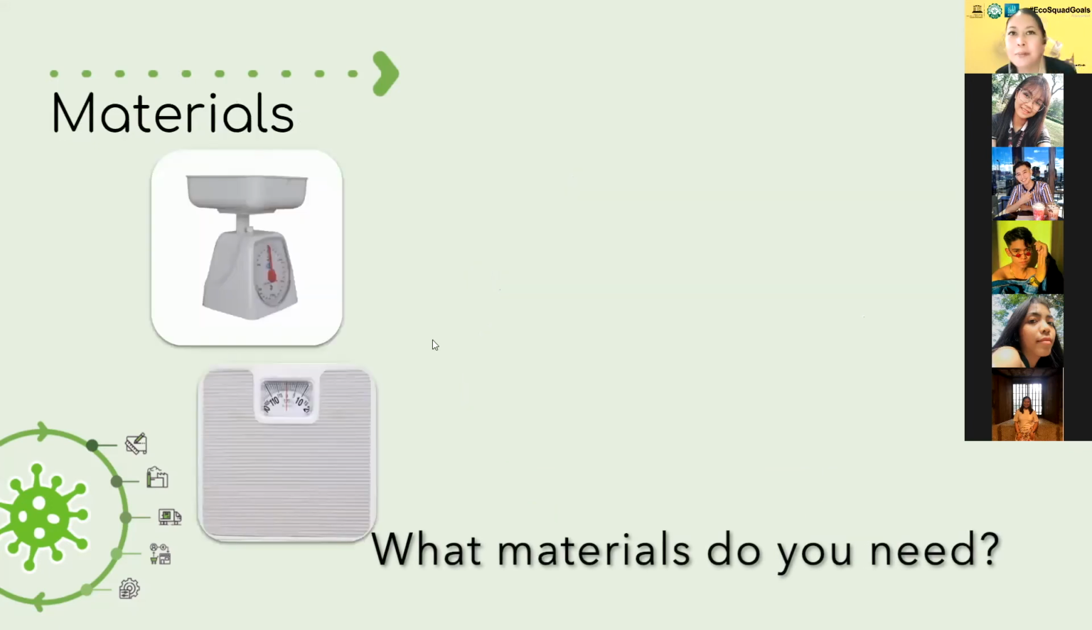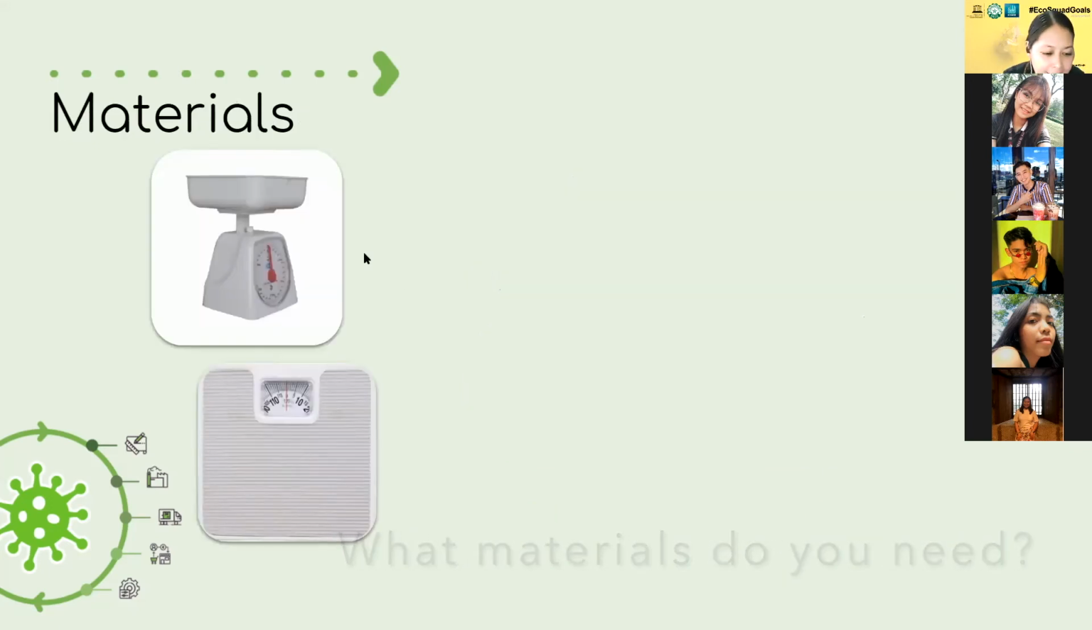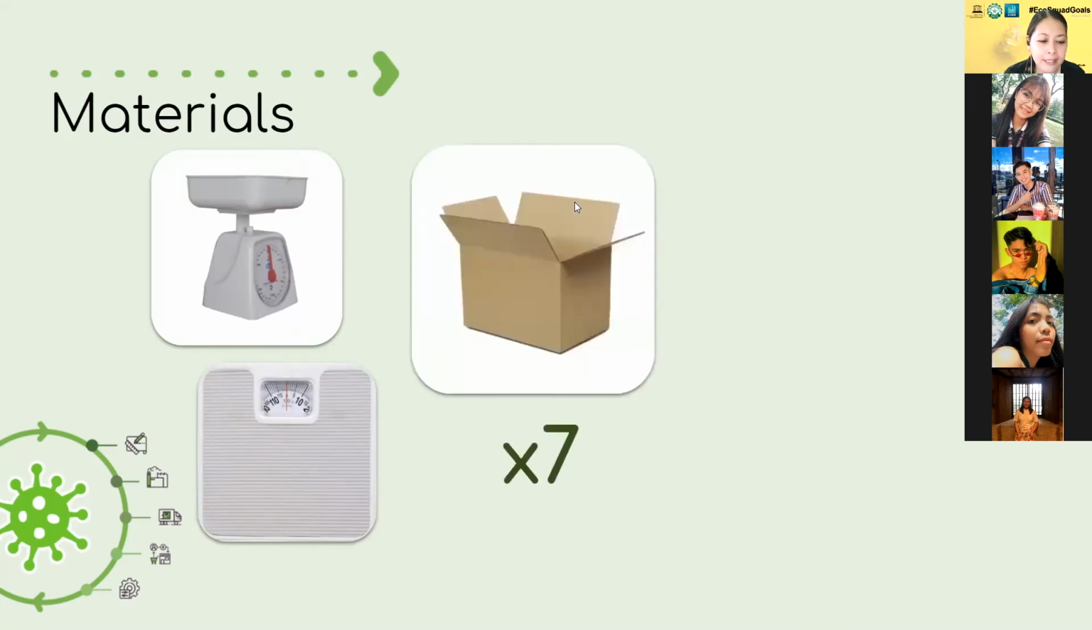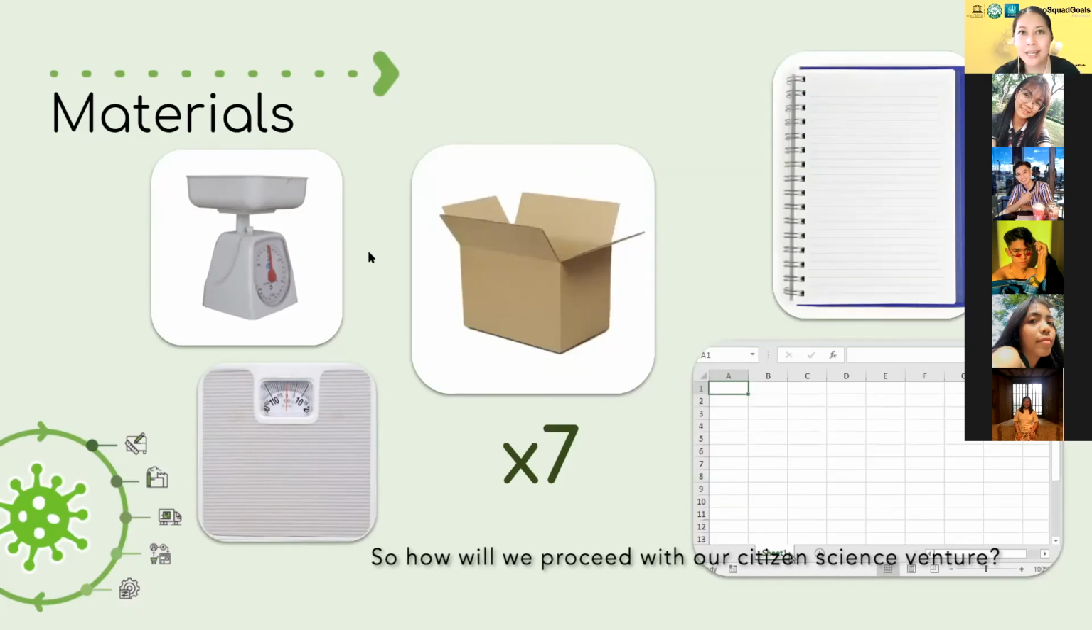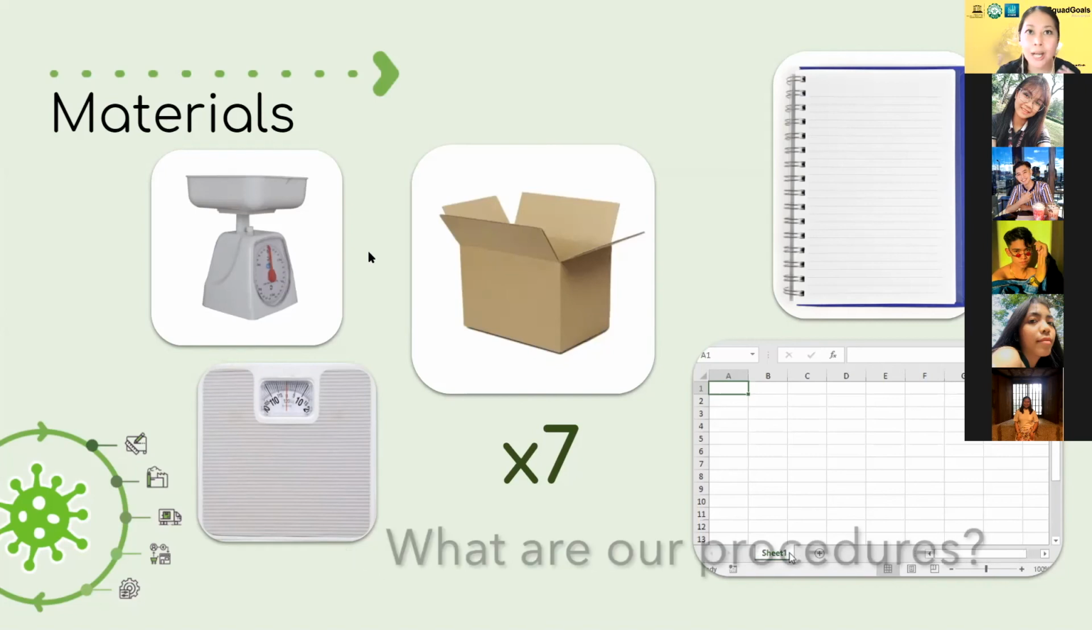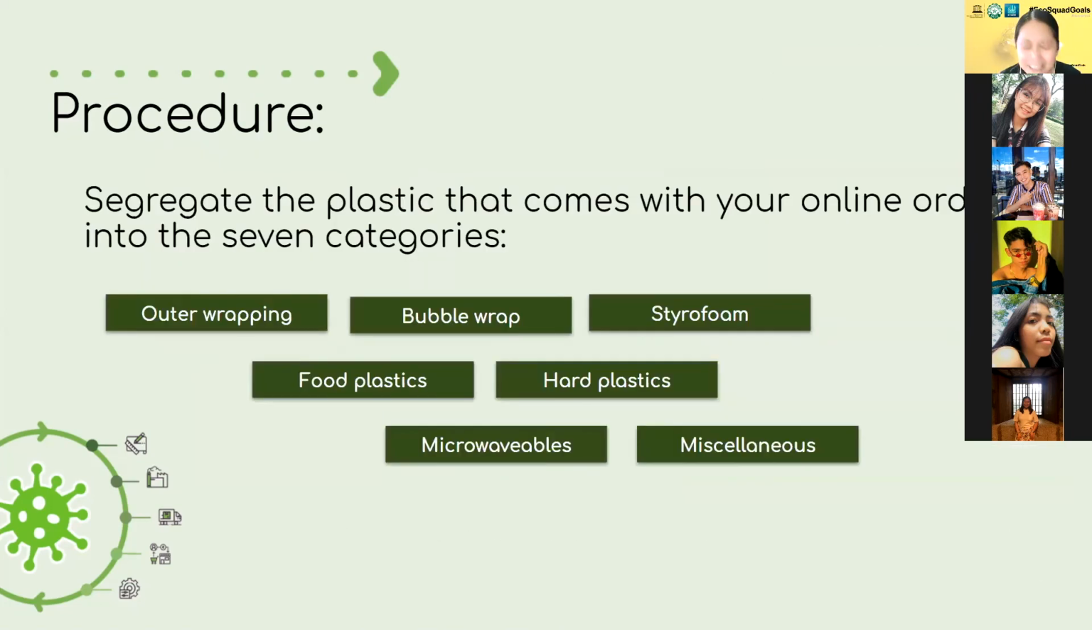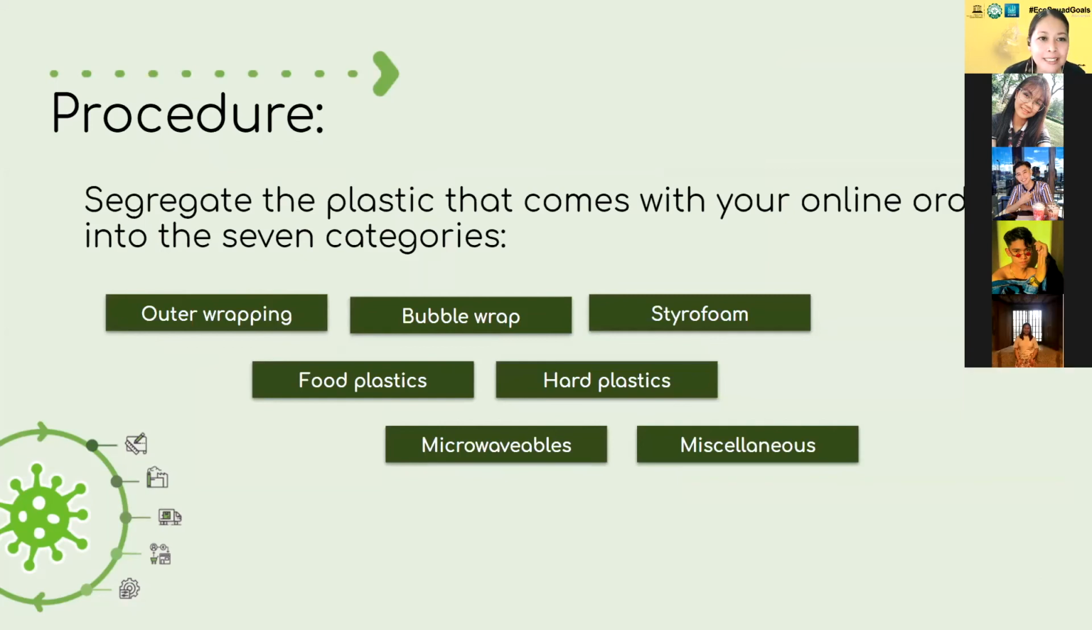Now, ano-ano ang mga kailangan yung gamit for this? You basically need a weighing scale. Apart from this, we need containers for the 7 types of plastic that we will study. And then lastly, you'll also need recording materials for your data. Paano gagawin ang ating citizen science venture? Ano ang procedures natin? For the next month, basically, we'll need you to segregate the plastic that comes with your online order. You first segregate them into these 7 categories.